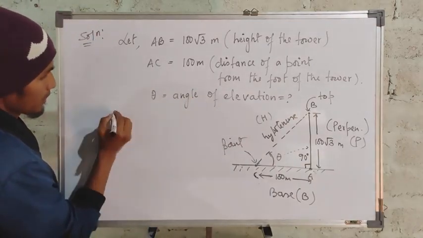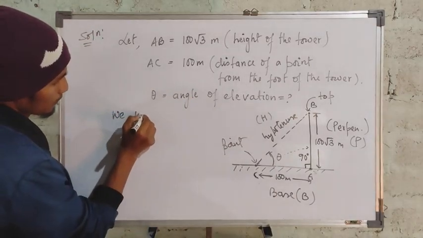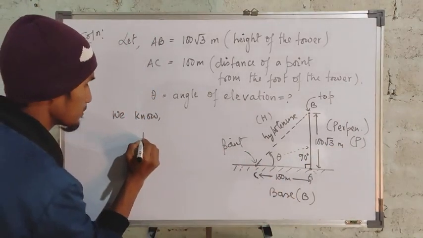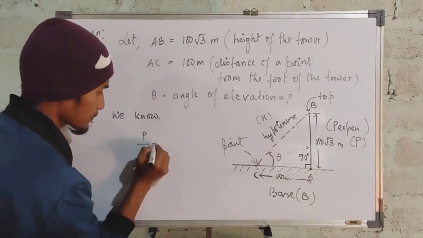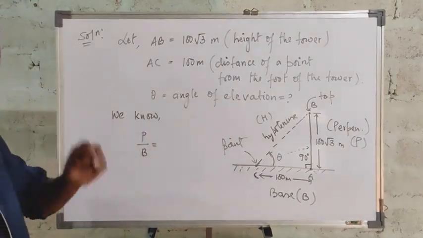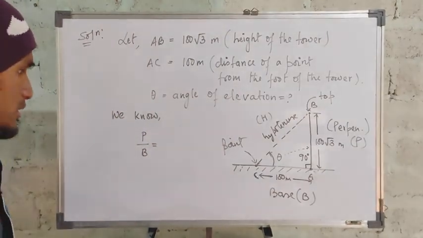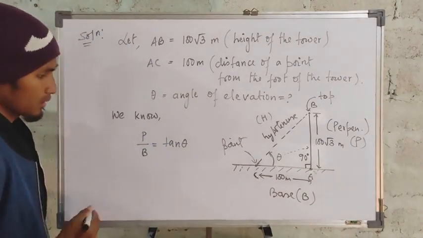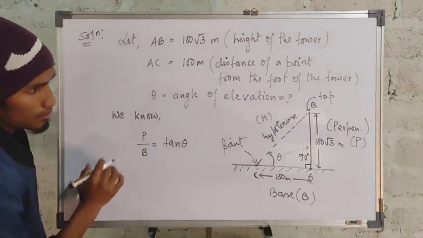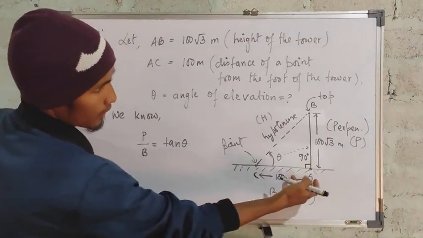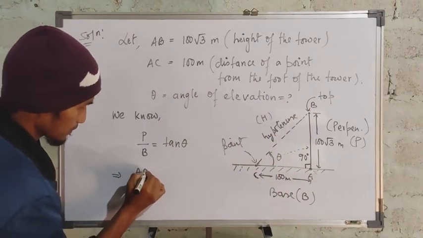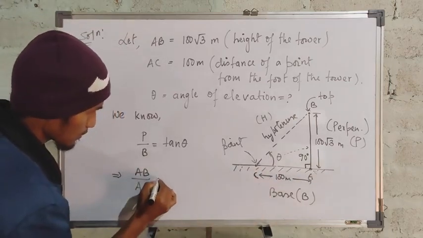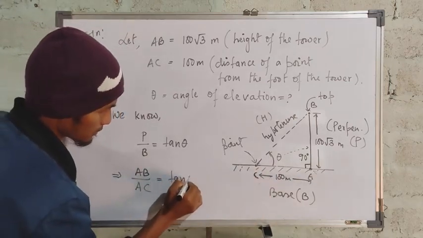You have to learn it. Okay, look from here, P and B. Now what's the formula of P by B? Perpendicular by base. That will be tan theta. Now P is AB, and B is AC, which is equal to tan theta.